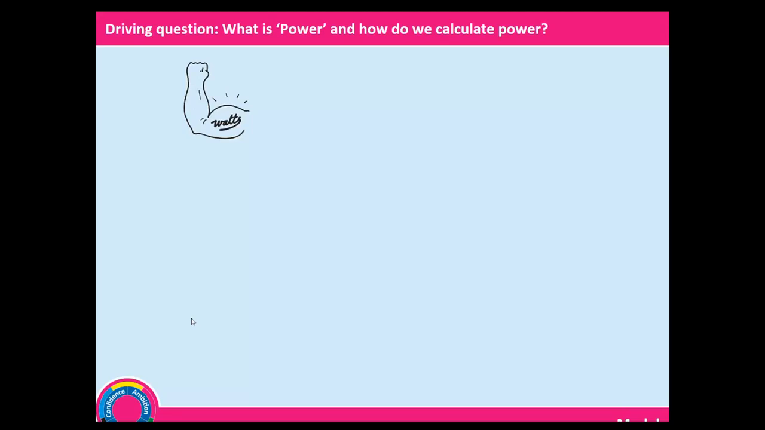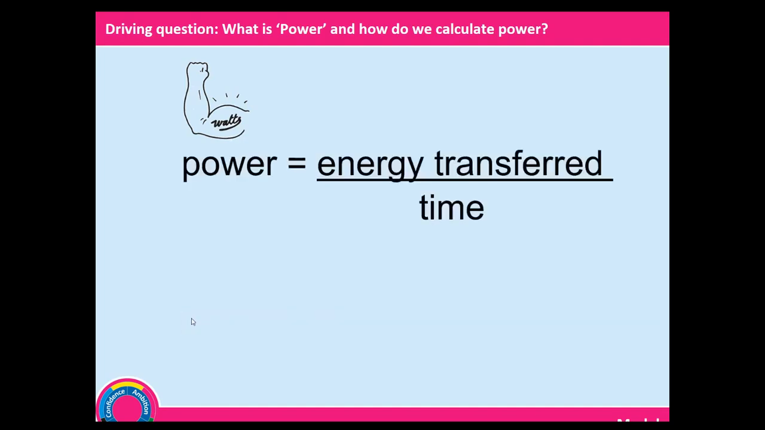We have two definitions for power. Power is the rate at which energy is transferred, or power is the rate at which work is done. Hence, we have two equations for calculating power. The first equation is power equals energy transferred divided by time. In symbol form, power P, the unit of power is watts. That's why we have a W here. The unit of energy is joules, and time is in seconds.